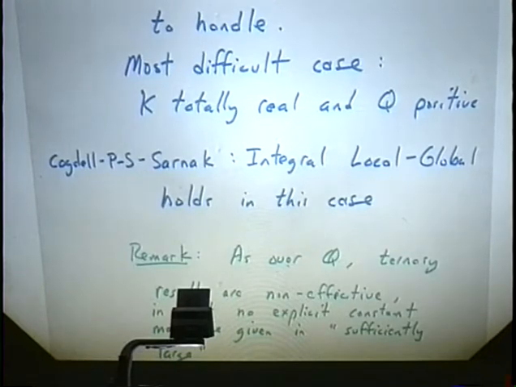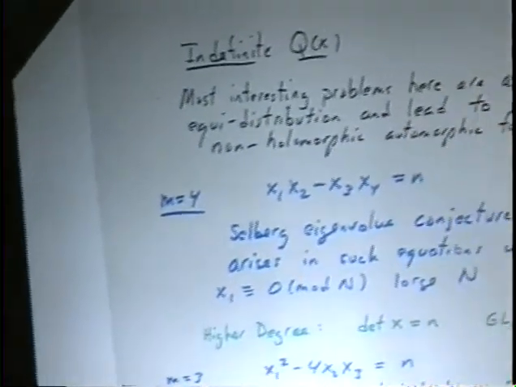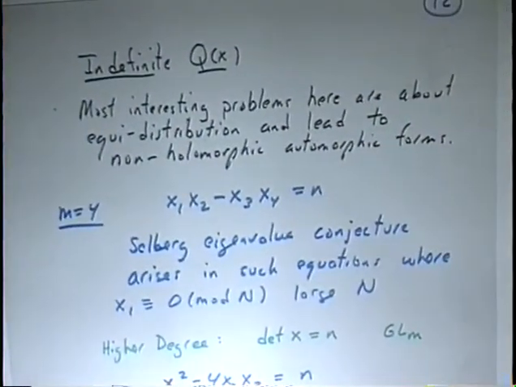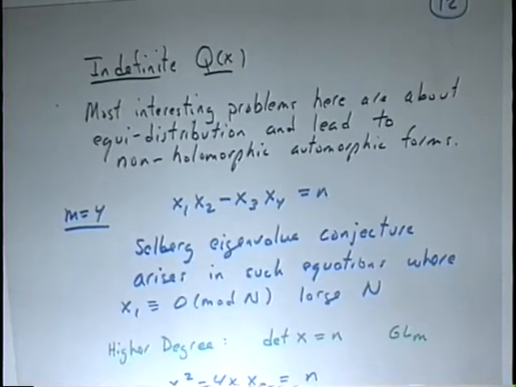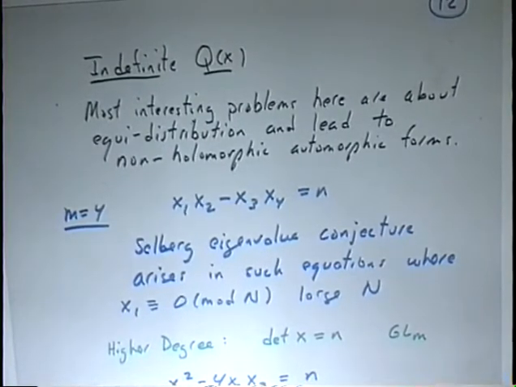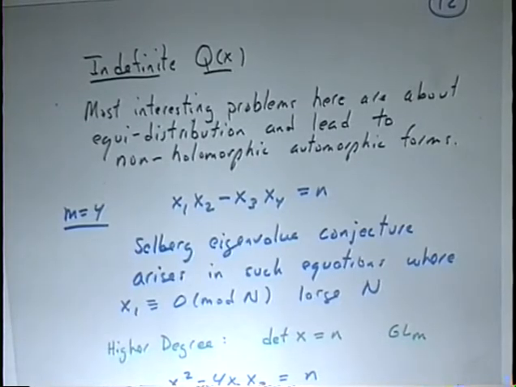Quickly mention for indefinite quadratic forms, most of the interesting problems are about equidistribution. The representation problem is typically easier with an indefinite quadratic form. But one big difference is that non-holomorphic Maass forms enter the picture fairly directly. If you look at, even in 4 variables, if you write down the determinant equation, you can see easily that this is going to lead to classical Hecke operators if you look at the distribution of solutions to this.